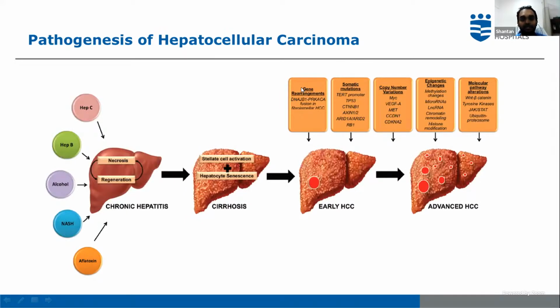In hepatocellular carcinoma, the various genetic changes which have been found are mentioned here, where the first major gene which has been detected is the DNAJB1-PRKACA fusion gene. This fusion leads to genetic rearrangement, and there are various somatic mutations which happen within the liver, which lead to the formation of a nodule or HCC. Further, these mutations lead into epigenetic changes and further molecular pathways, which I will be dealing with slowly.